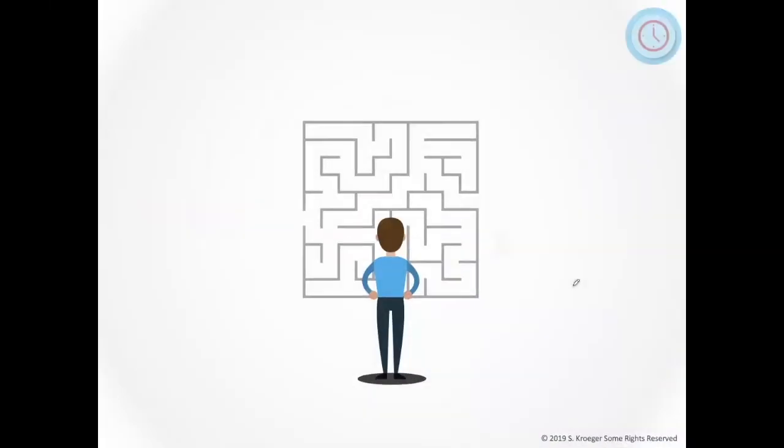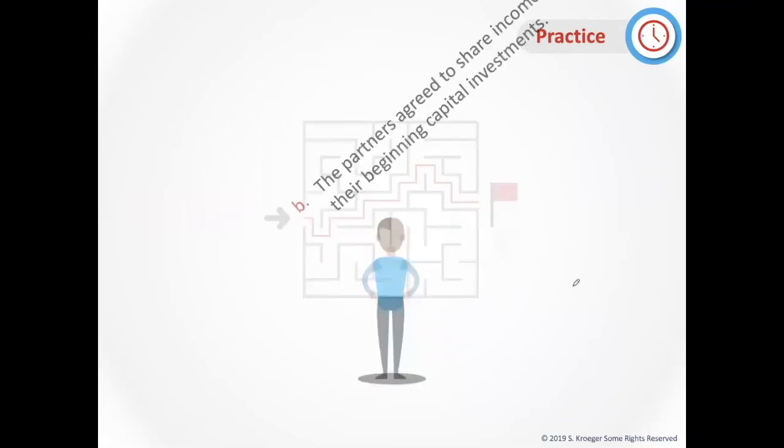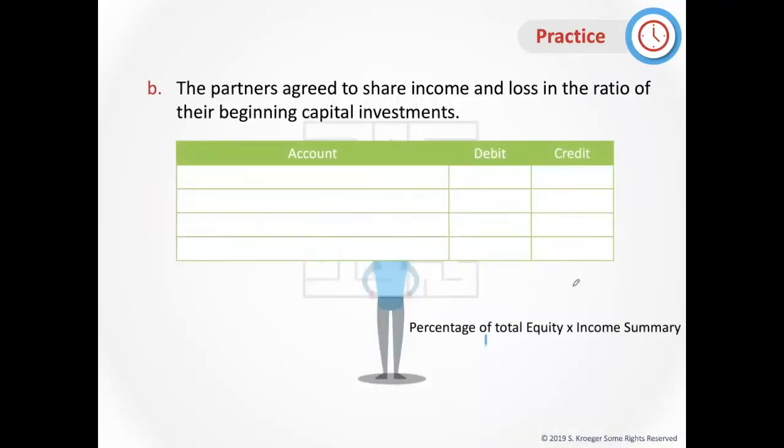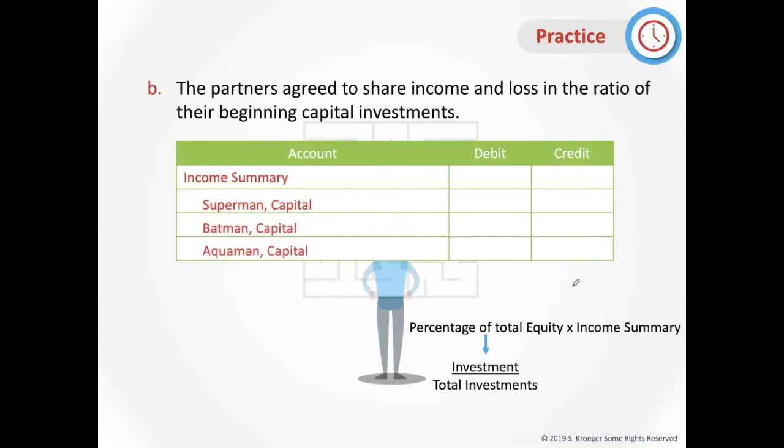Let's look at part B now. It's the same situation. In this case, the partners have agreed to share income and loss in the ratio of their beginning capital investments. Let's put in the journal entries. It's still income summary, along with the 3 partners, Superman, Batman, and Aquaman. The total amount of income is still $249,000 to be split up. We're just going to split this amount up differently than we did in part A.